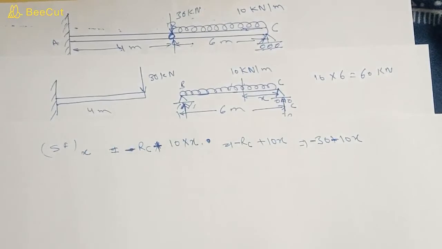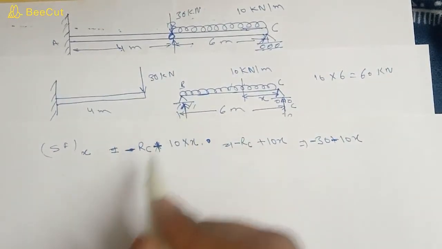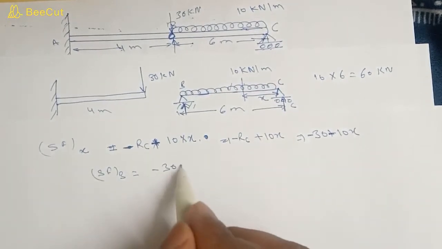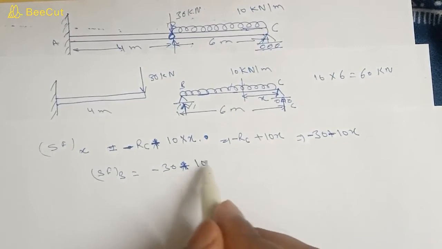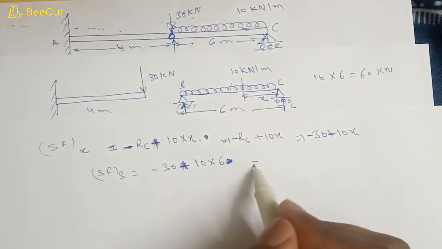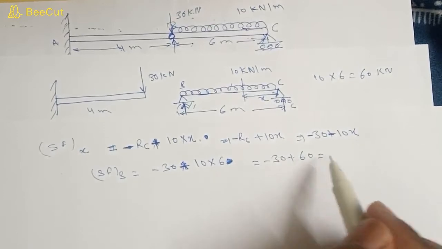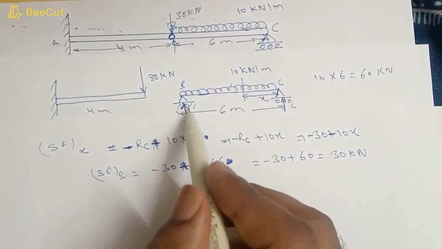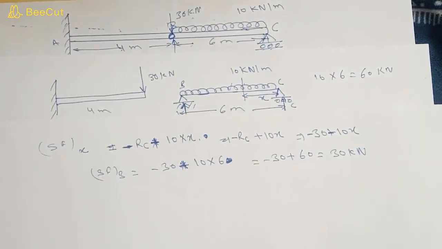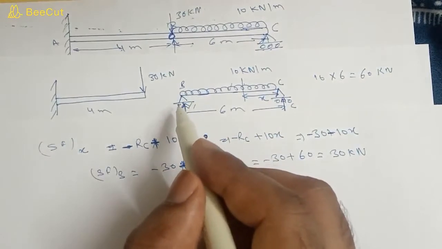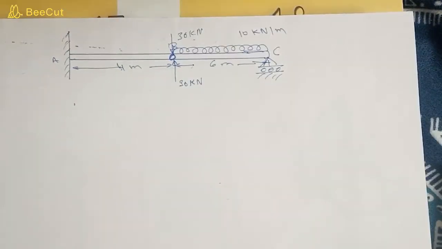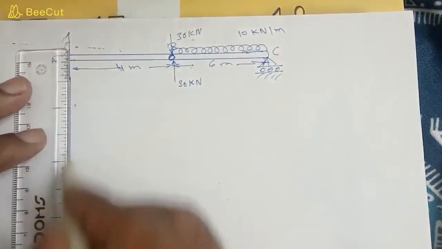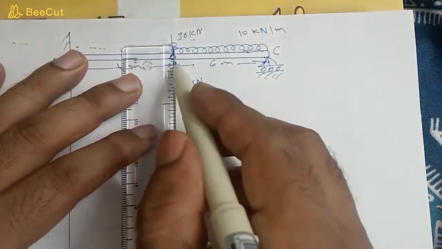So we can calculate the shear force at point B. Shear force at B is equal to, x will become 6, minus 30 plus 10 into 6. So it will become minus 30 plus 60 is equal to 30 kilonewton. And we have a reaction of 30 kilonewton at this point, so it will balance 30 kilonewton. So shear force will become 0 here. So let's draw the shear force for this original beam. We will draw the lines from all the forces.